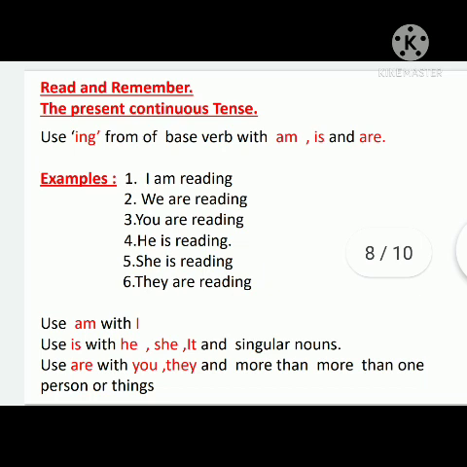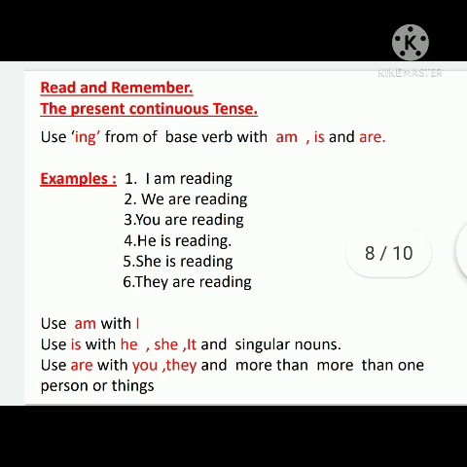Okay. Now the third one: you are reading. You are. He is. I said he, she, it. You should add only the helping verb is. He is reading. She is reading. They are reading. When you solve the exercises, you will easily recognize it, dear.